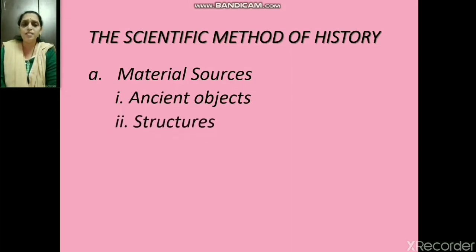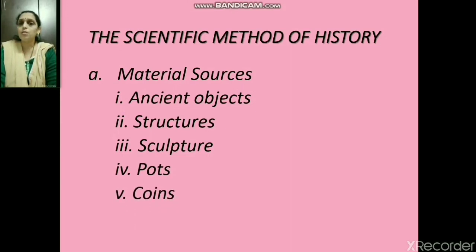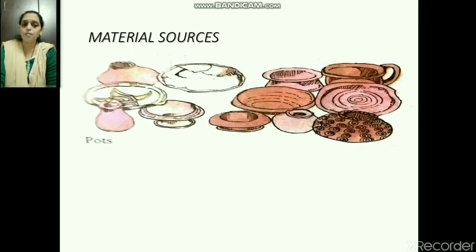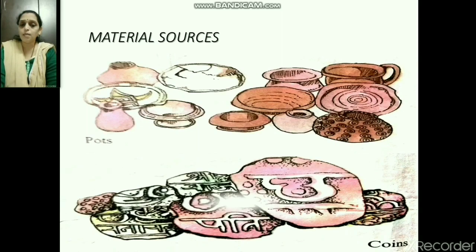Structures. Structures means Gateway of India, you know, from Mumbai, then Shuneri Fort, Pratapgarh Fort, Raigarh Fort, those all are known as structures of Maharashtra. Then the third one is sculpture. Now sculpture means objects or idols made of stones, wood, clay. Next is pots and then coins. So see those pictures. See this picture of pots and now these are coins. You will get some idea about material source.